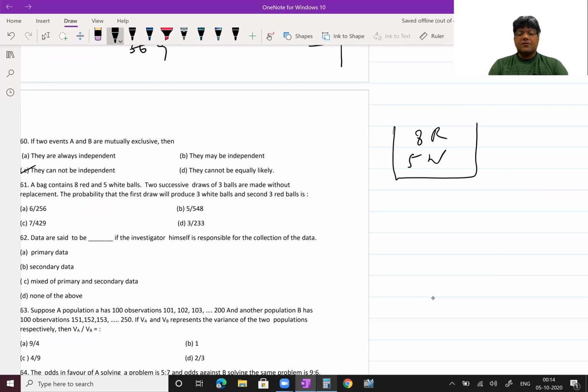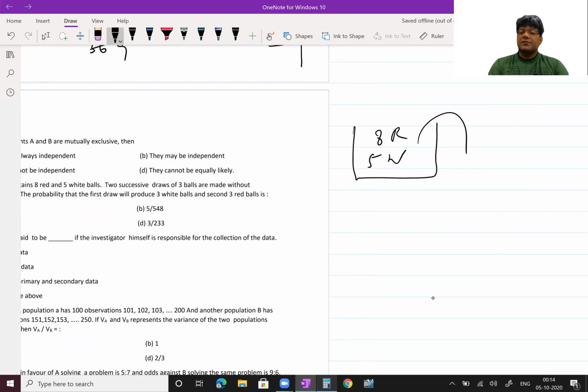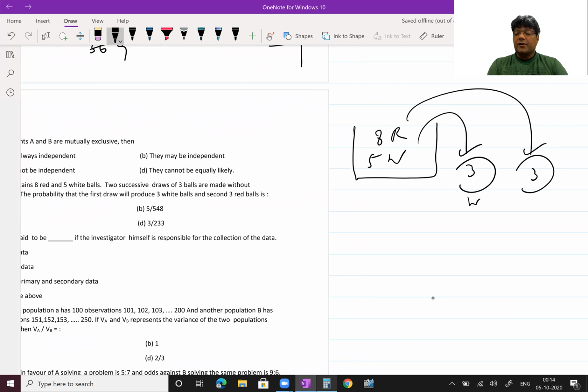Two successive draws of 3 balls are made without replacement. That means first we are drawing 3 balls, then again we are drawing 3 balls without replacement. We want the first 3 all white and we want the second 3 red balls. Okay, fine.